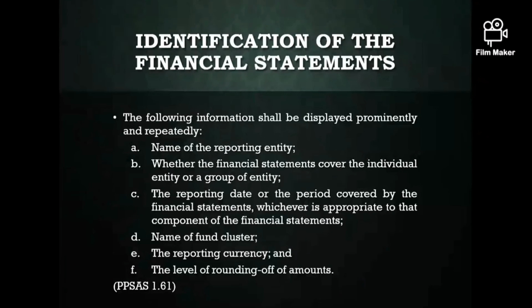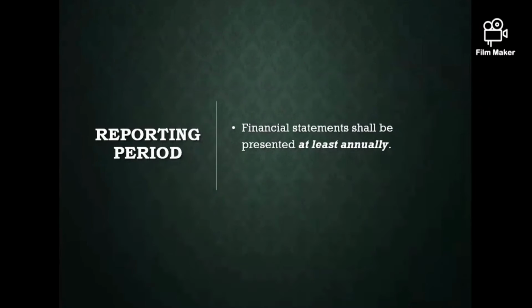Next, letter E, reporting currency. So basically, peso naman tayo for government account, for government agency. And F, the level of rounding off of amounts. In a way, in rounding off, sasabihin mo doon billions, millions, FS. Ayan. So, for the reporting period naman, statement FS shall be presented at least annually.